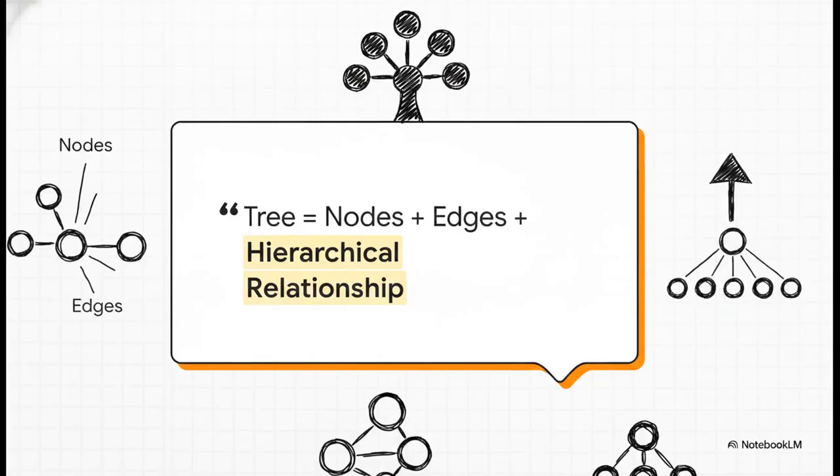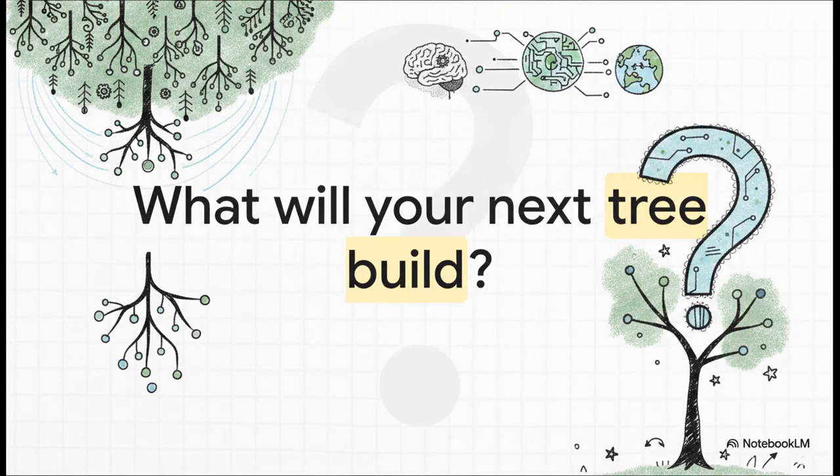To kind of wrap this whole explainer up, we can distill our source material into one really elegant equation. A tree equals nodes plus edges plus a hierarchical relationship. Honestly, if you remember nothing else today, cement this foundational mental model into your understanding. It perfectly captures everything we've explored. We've covered a lot of ground today, journeying from a simple upside-down route to the massive forests powering artificial intelligence and global GPS networks. Hierarchical data truly is everywhere.